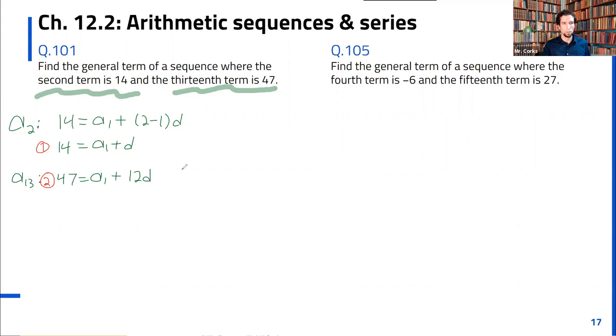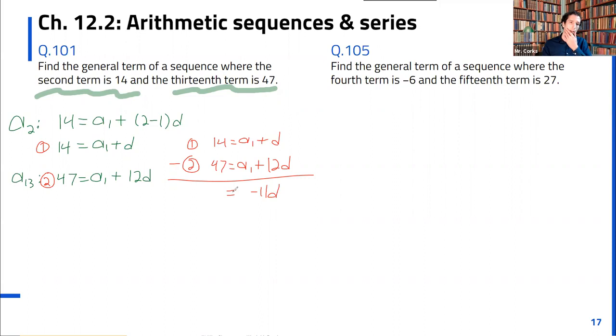Okay, what are we doing for elimination? Eliminate A1. Okay, so with the equations, do we have to multiply by anything? No. So we're just subtracting. It doesn't matter what order we subtract in. So let's just do equation 1 minus equation 2. 14 equals A1 plus d, 47 equals A1 plus 12d, and the A1s disappear. d minus 12d, so that's negative 11d.